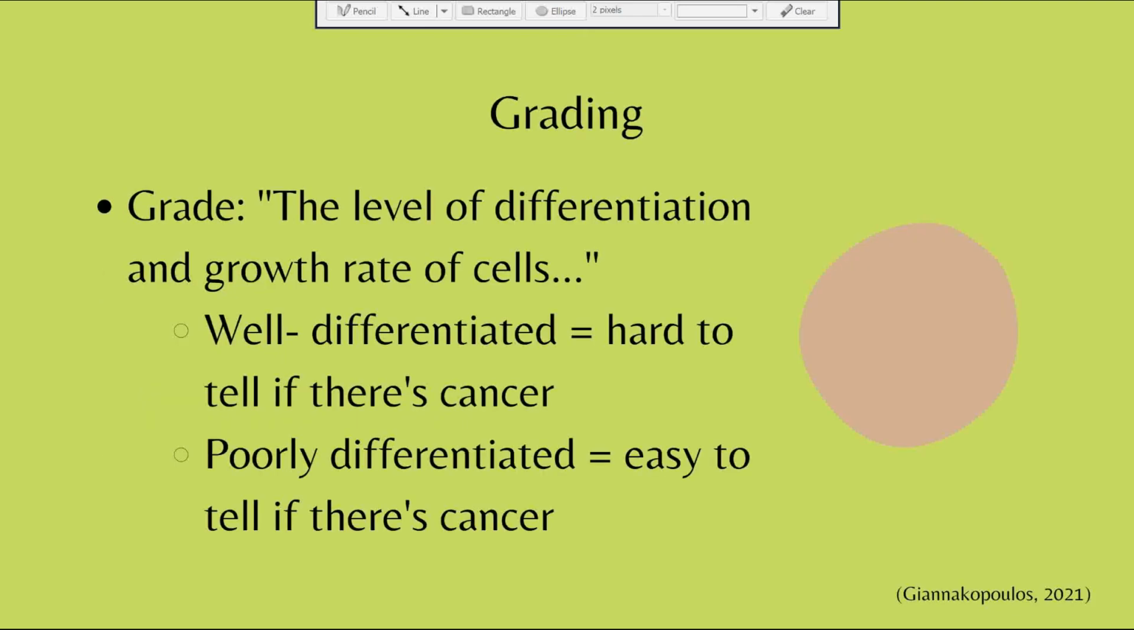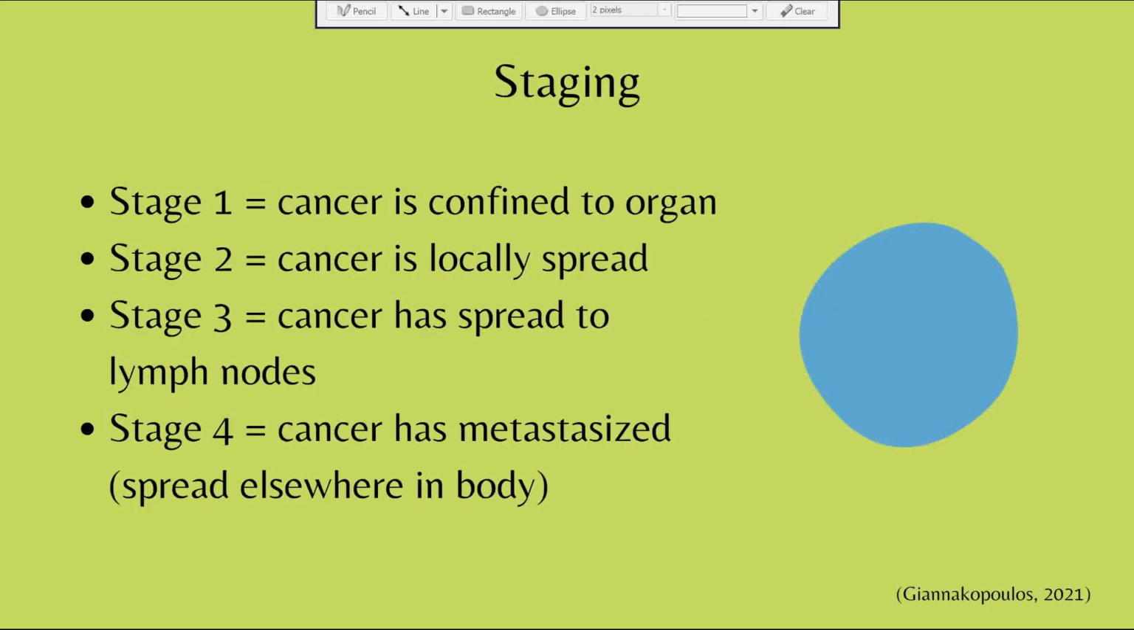Grade refers to the level of differentiation and growth rate of cells. When the cells are well differentiated, this means it is hard to tell if there is cancer. When they are poorly differentiated, it is easy to tell that there is cancer. We may be more familiar with this one.